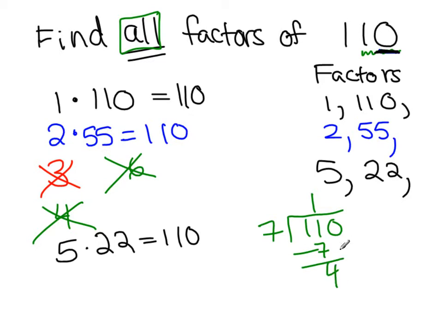Subtract, we got 4, bring down the 0. 7 times 5 is 35. And we're at a standstill. So 7 will not work. Alright, don't give up hope.